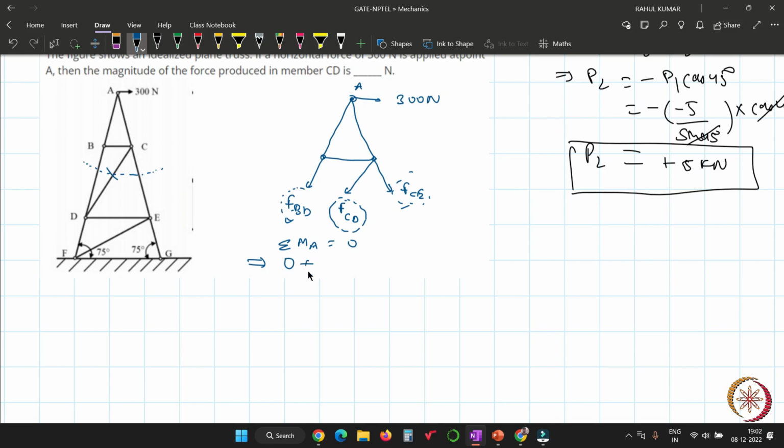So if you write the summation of moment about point A equal to 0, the moment by this force is 0, since it passes exactly through point A. Now plus, take FCD. Suppose the perpendicular distance is d. So the moment is FCD into d. Plus the contribution by this force, which also passes through point A, is also 0. So FCD equals 0. That's why the force in the member CD is 0. This member was forceless.